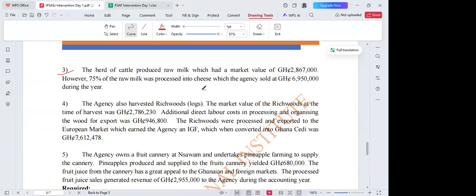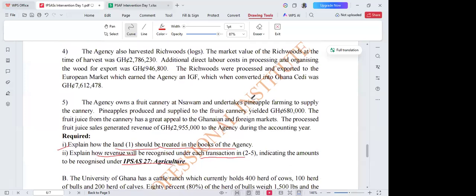So first, we need to identify the agricultural produce. What is the agricultural produce we have here? You can see we have raw milk, and then the raw milk was also processed into cheese. So the next question I will ask is, which one is at the point of harvest? The point of harvest is the raw milk, right? Yeah, and the raw milk revenue we are getting is 2,867,000. So that will be your revenue in that case for the third one. Okay, let's move to the fourth one.